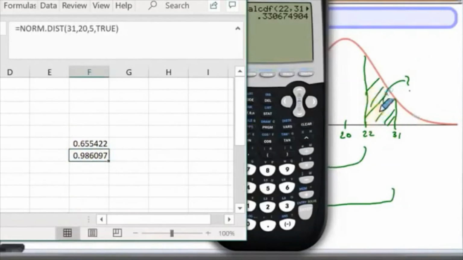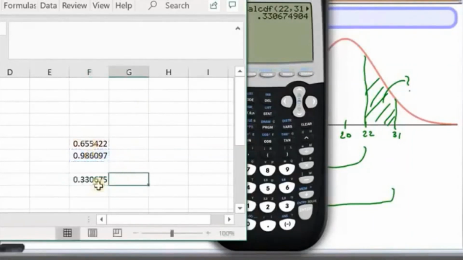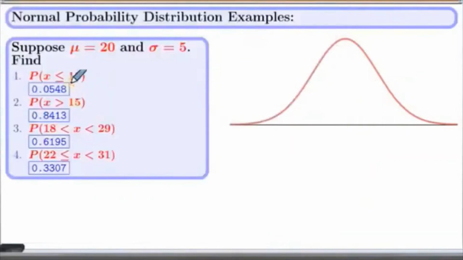And if you look at this diagram here, we are looking at the area in between 22 and 31. So for that, all we need to do is subtract this number from this number. So let's do that. That minus this. Then hit enter. And this is what we have. And this is exactly what we got using the table and calculator. Finally, we are done. And here I have listed all these probabilities in one place.